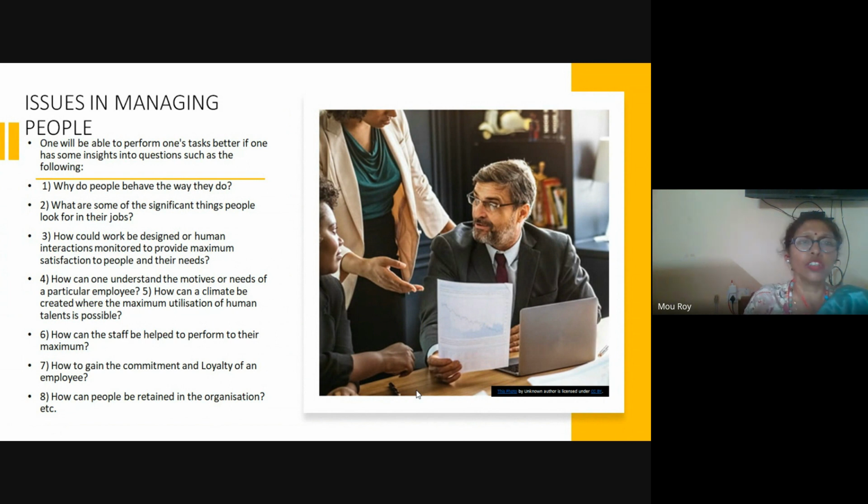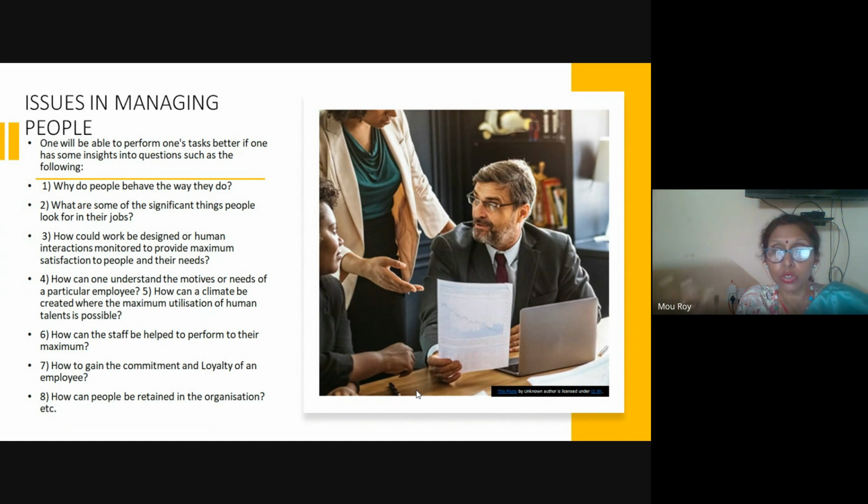There are some issues in managing people. Why do people behave the way they do? What are some of the significant things people look for in their jobs? If you tell some of your staff to stay one more hour today because you have some pending work to be completed, some staff are very reluctant. Why should we spend 1 hour? Time is very expensive for us. But some staff are very initiative. They take that initiative. Yes, sir. Yes, madam, I'll spend 1 hour. Because in lieu of that, they are getting some opportunities, some benefits.